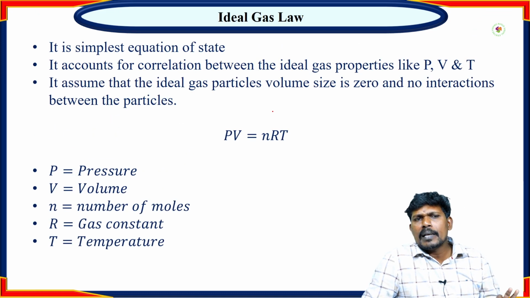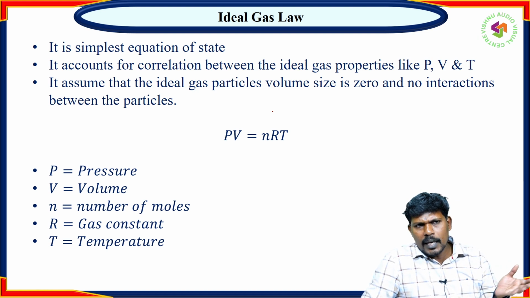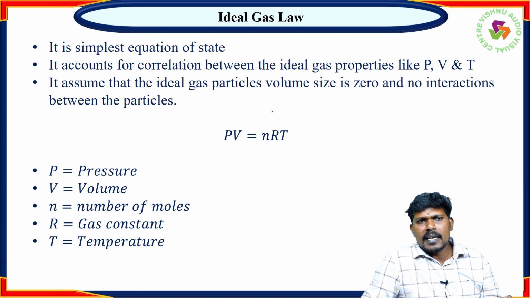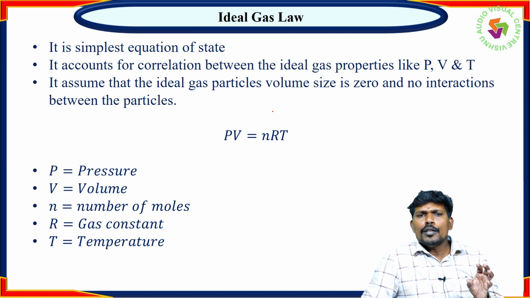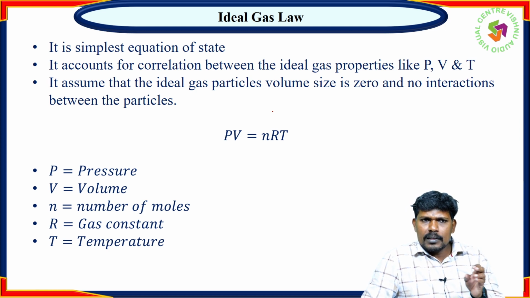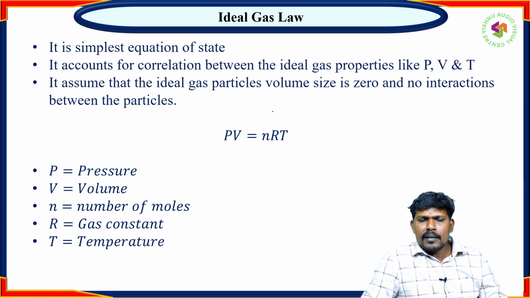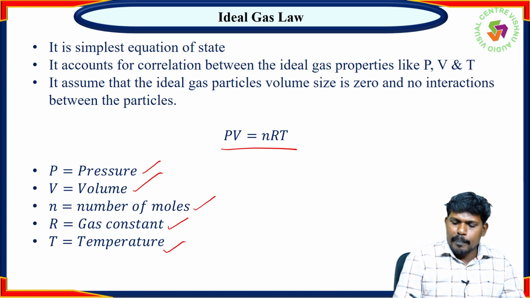The ideal gas law is the simplest equation of state. As the name suggests, it assumes that the gas behaves as an ideal gas, meaning the gas particles don't have a volume, that is, volume is zero, and there are no interactions between those particles. The ideal gas law expression is developed based on these two assumptions. The expression is PV equals nRT. Here P is pressure, V is volume, n is the number of moles, R is the gas constant, and T is the temperature.